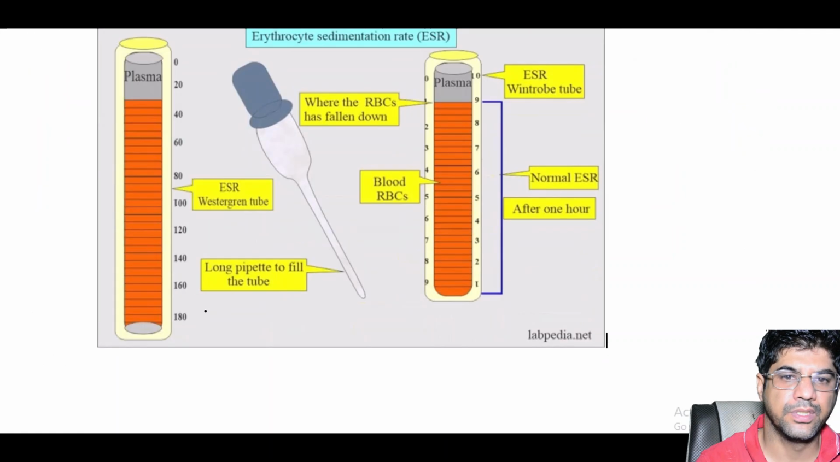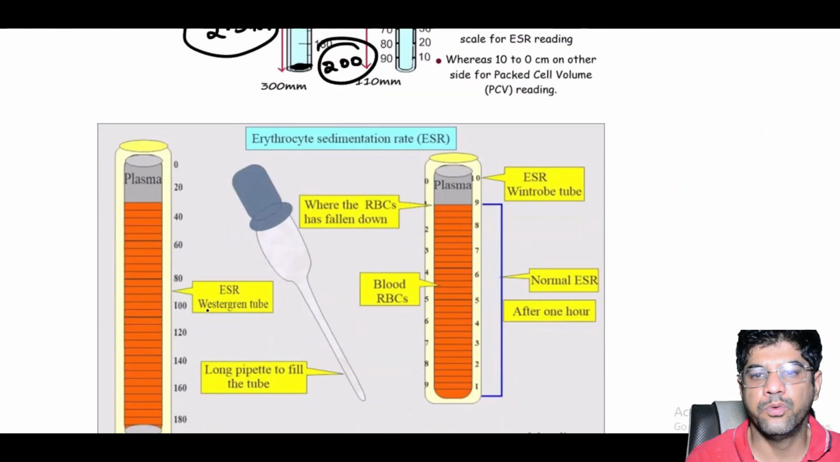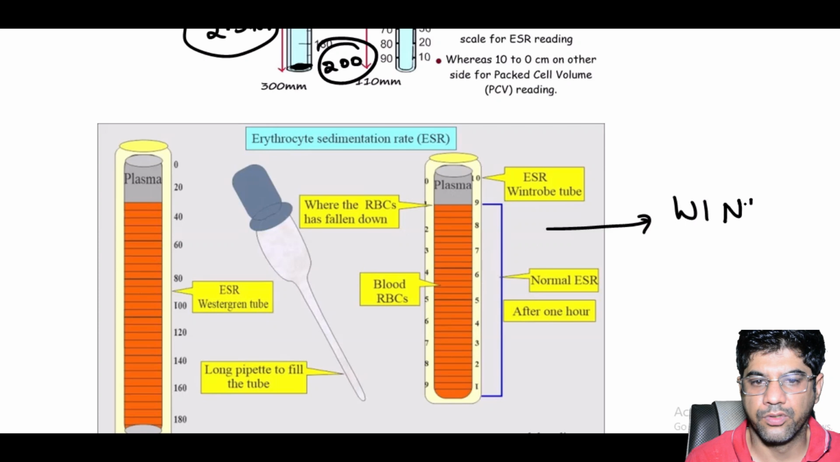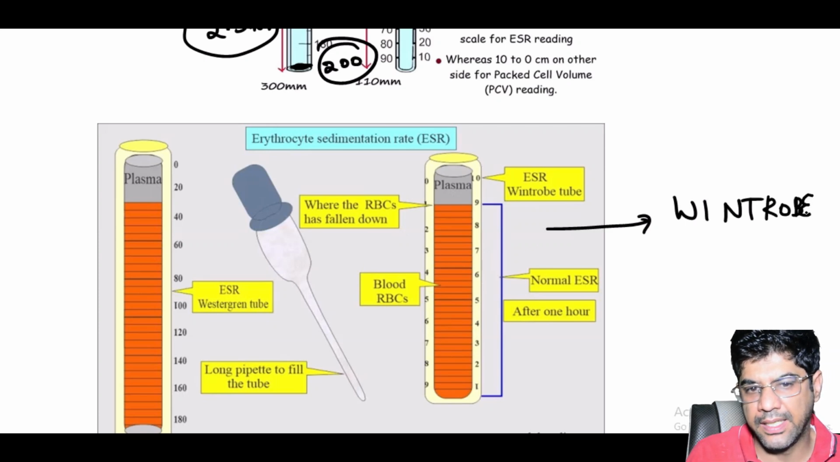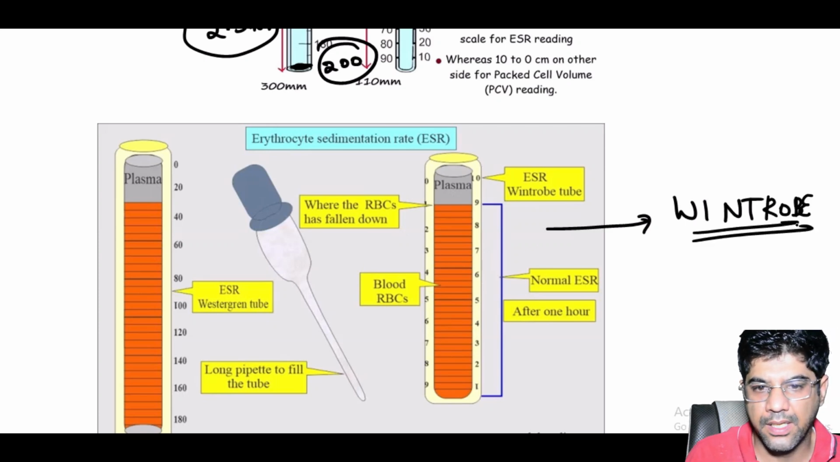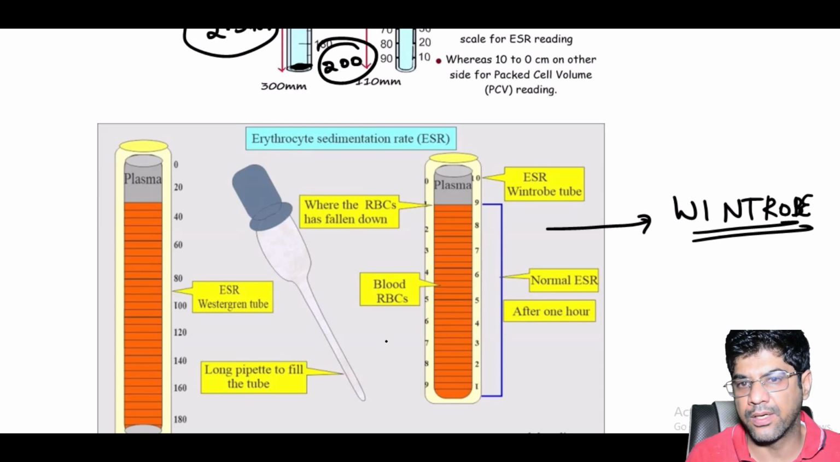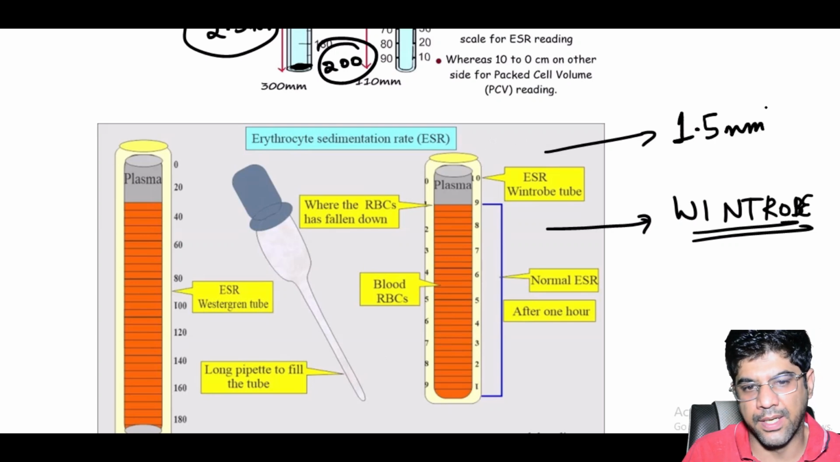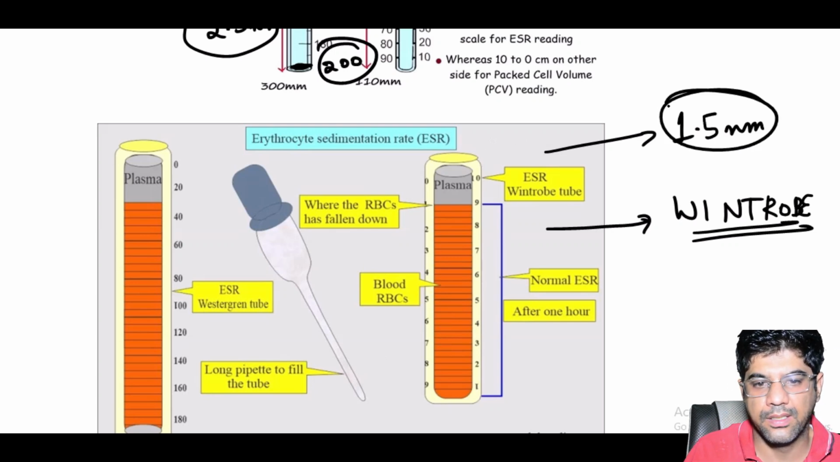The other method we use is the Weintraub method. So Weintraub method, remember, is another technique that is used to measure the ESR. Here the blood is collected into a Weintraub tube. The Weintraub tube is similar to the Westergren tube, but it has a smaller bore diameter of around 1.5 mm. Like the Westergren method, here the blood is also mixed with anticoagulant.